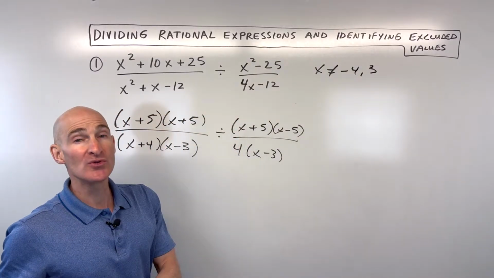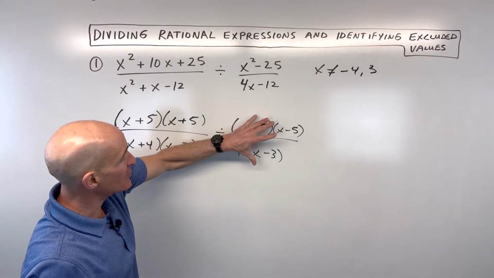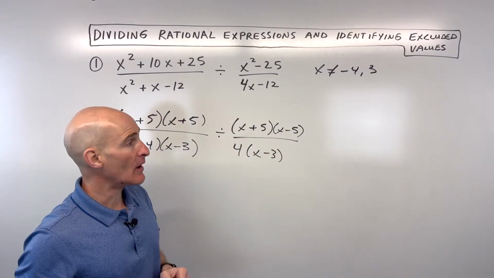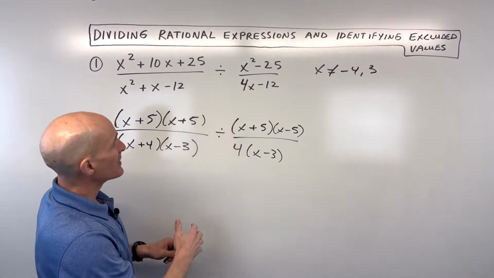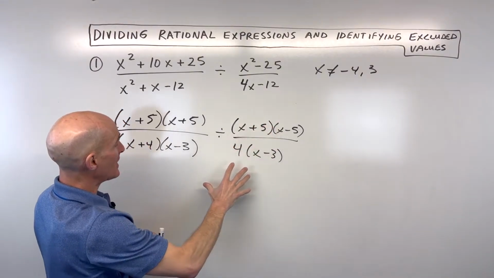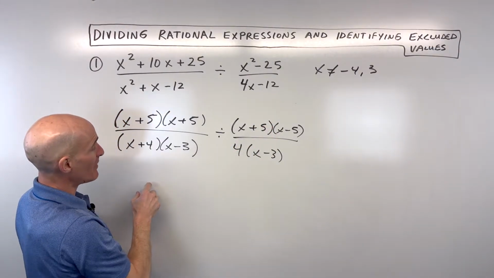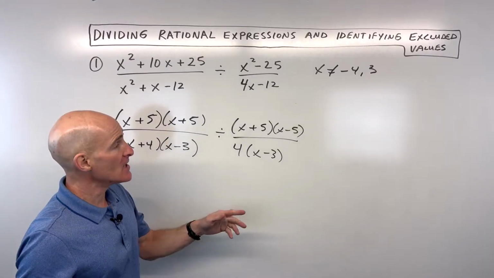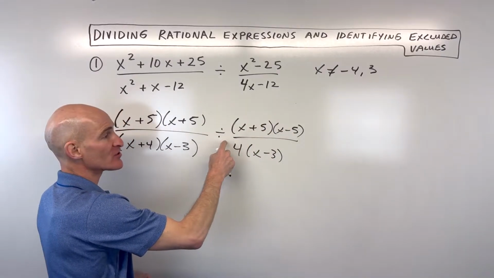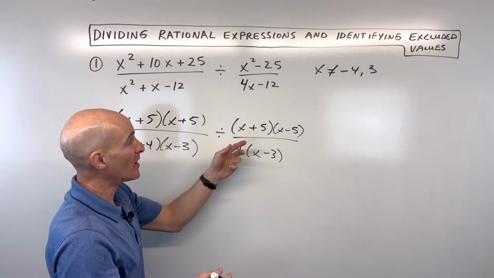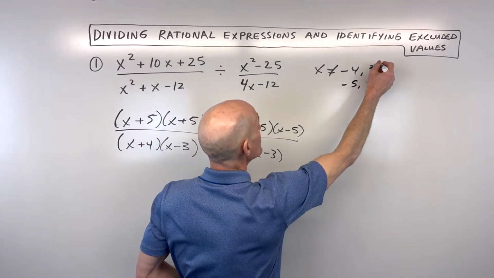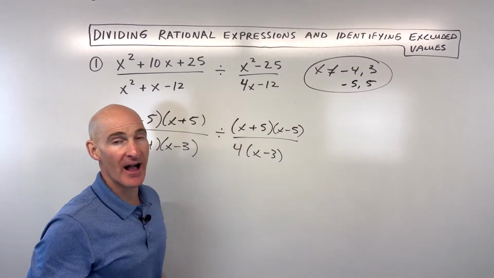Now here's the part that students sometimes miss, and that's that for the fraction that you're dividing by, the numerator also cannot be 0. Now why is that? Well, because if the numerator is 0, that means this whole fraction is 0, and you can't divide by 0. Anything divided by 0 is undefined. So the denominators can't be 0, and the numerator of the fraction you're dividing by can't be 0, because that would also be undefined. So here x cannot be negative 5 or 5 as well. So these are all of our excluded values.